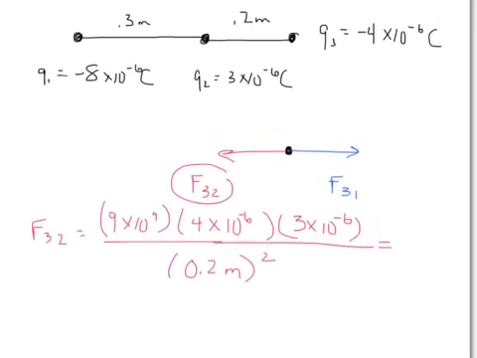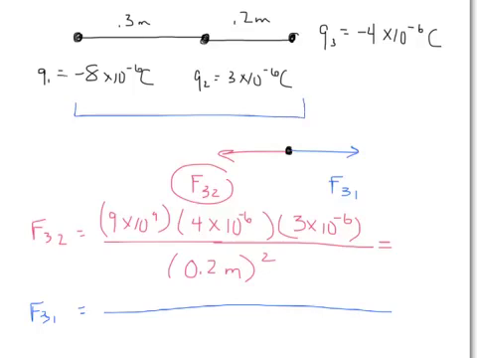What's the only real difference in F31? The Q's? And what else? There's one other thing. The distance. Yeah, the distance. F31, look at the distance here. That's the distance up top. What is that distance? 0.5 meters. That's going to be our distance. We're going to square that in the denominator. And then the Q's are a little bit different.